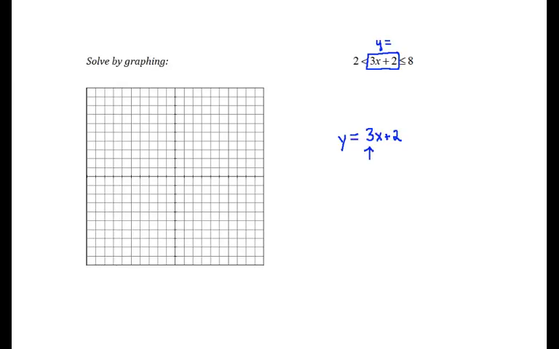We have a slope of positive 3 over 1. We have a y-intercept of 2, meaning we pass through the point 0, 2. Looking at the other 2 pieces, when I let y equal 2, I can see that that's a horizontal line. And when I let y equal 8, that's also a horizontal line.